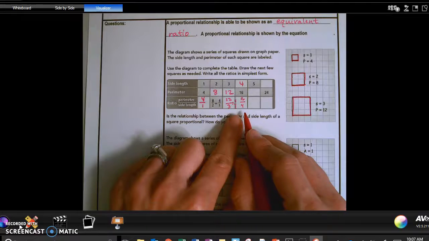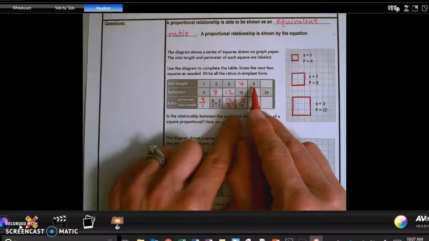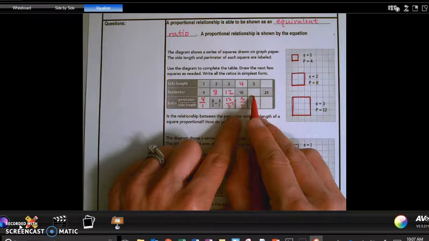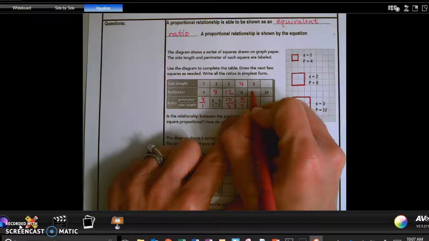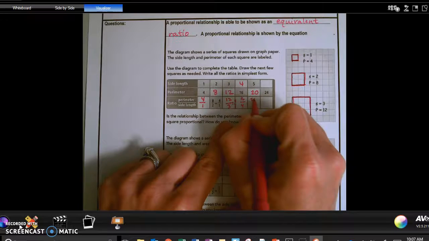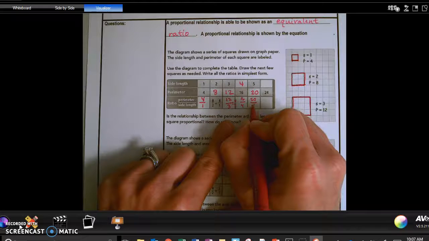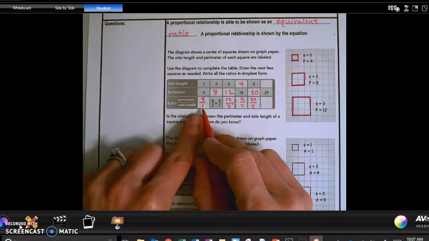So let's increase the size of our square so that its side length is 5. To find my perimeter, I need to take the 4 sides times their length. So 4 times 5 is 20. And if I'm going to write it as a ratio, that will be 20 to 5, which again will reduce down to 4 over 1.